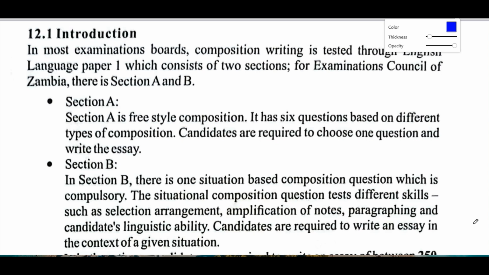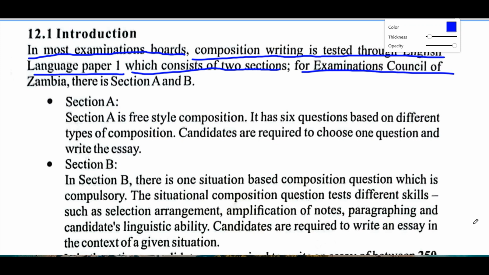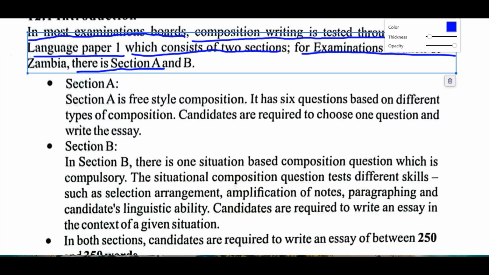So let's begin with the first part, the introduction. Here we are looking at how, in most examination boards, composition writing is tested through English language paper 1. In paper 1, you are going to write two compositions, one from section A and the other one from section B. For the Examination Council of Zambia, there is section A and section B.